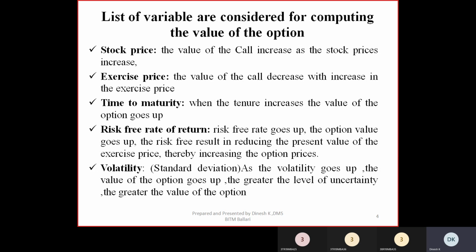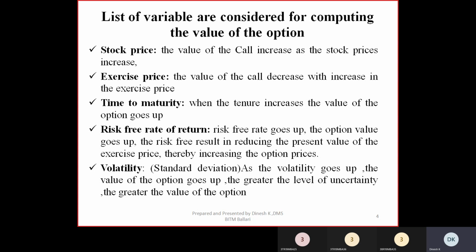As it comes very close to the expiry date, what happens? The volatility will be less, because uncertainty is very low and certainty is very high, so the premium will also be less. So these are the 5 variables that are very important to know to calculate the Black-Scholes model. Without these 5 variables, we may not be able to calculate the Black-Scholes option pricing.